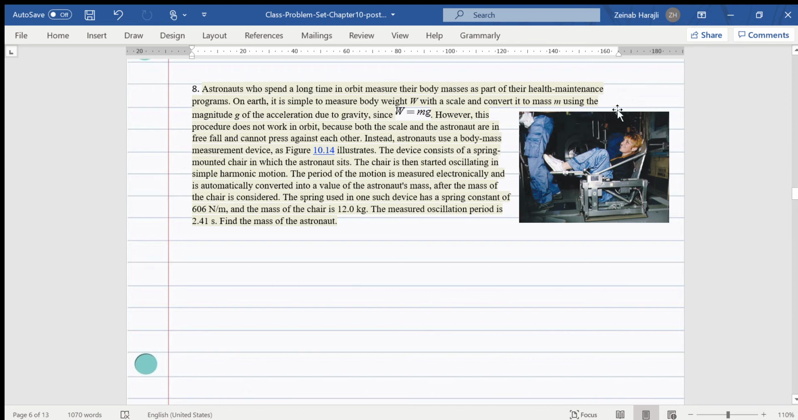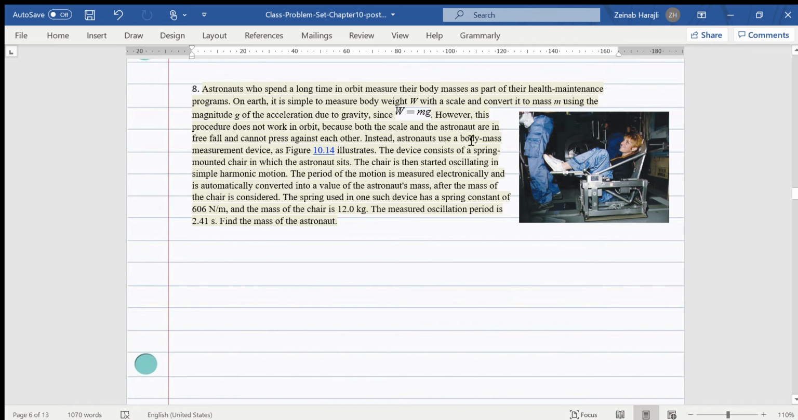When we have astronauts spending a long time in orbit, they need to measure their body mass as part of their health maintenance programs. On Earth, it's simple. We just stand on a scale and see the mass, where the magnitude of the weight is divided by gravity and the mass is displayed on the scale. But this doesn't work in orbit because the scale and the astronaut are in free fall and cannot press against each other.